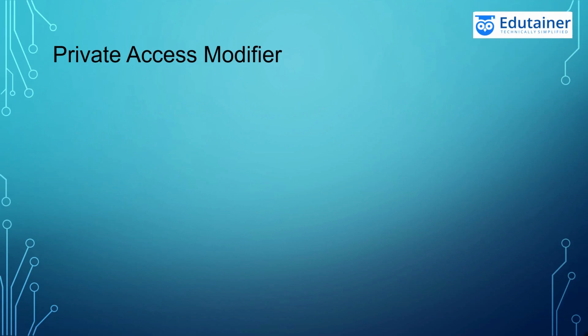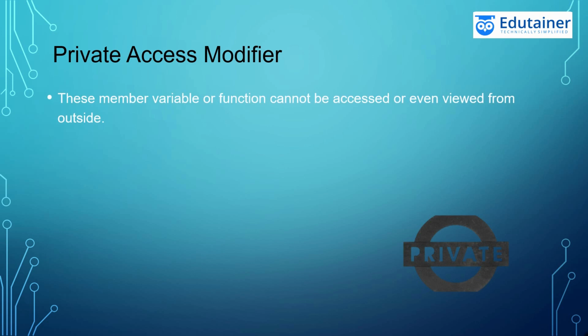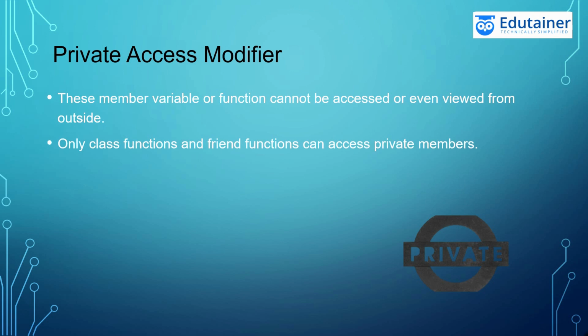Let's move to the private access modifier. These member variables or functions cannot be accessed or even viewed from outside. Not even an object can access these private members and functions. Only class functions and friend functions can access these private members. So the member functions of that class can access the private variables and functions, and so can friend functions. If you don't know about friend functions, we will be covering them in our upcoming lectures.